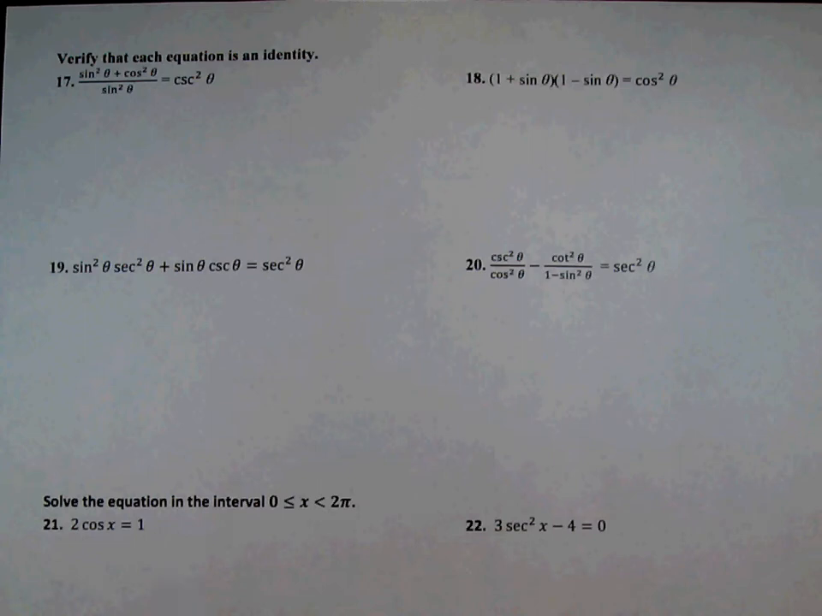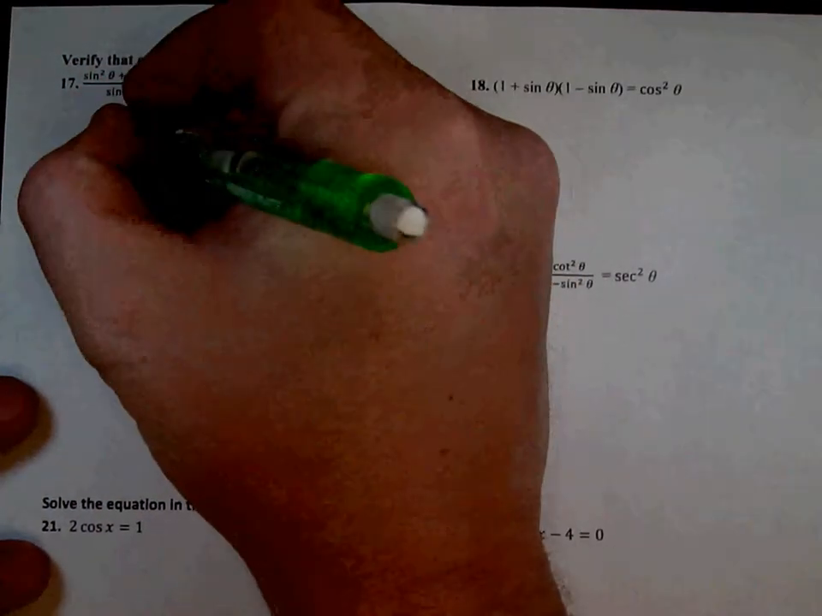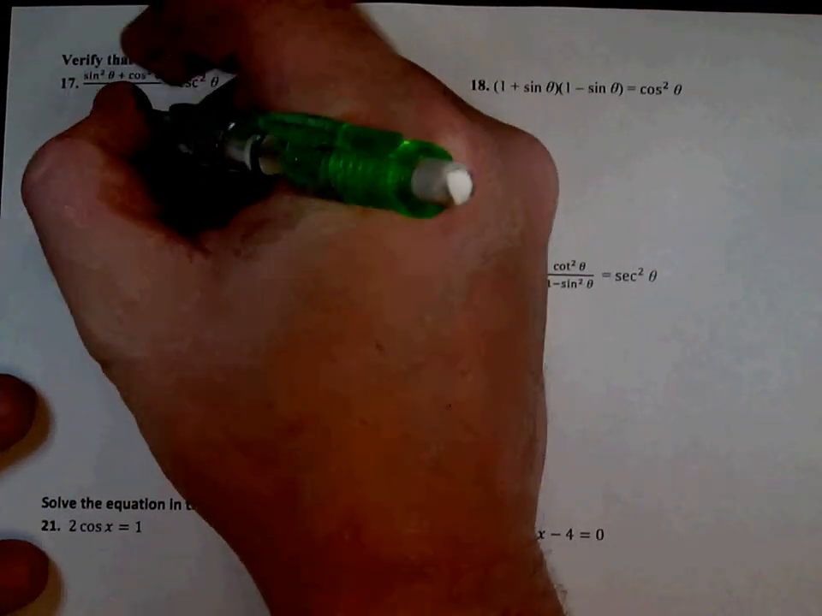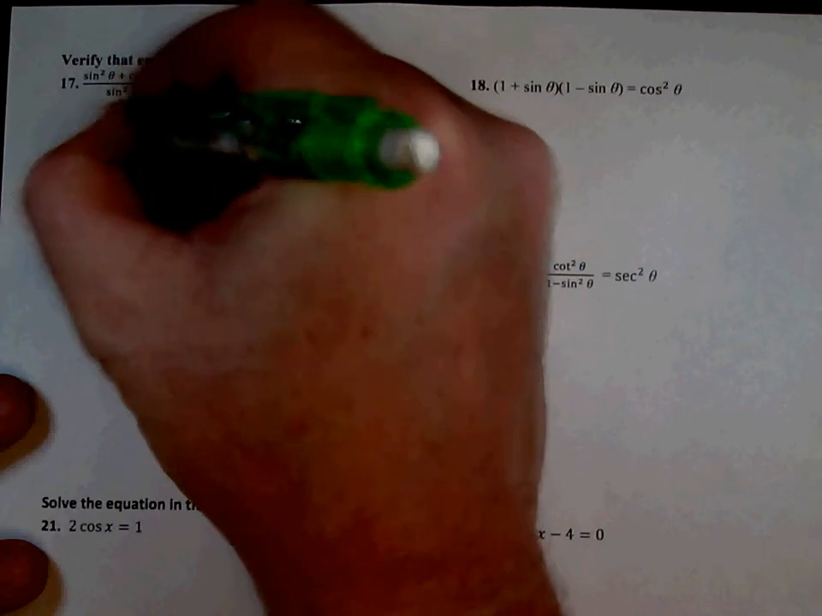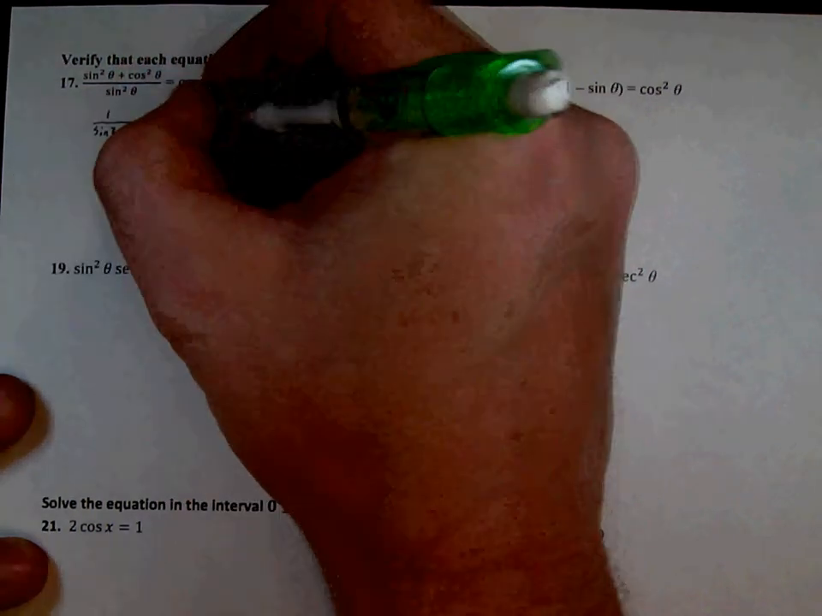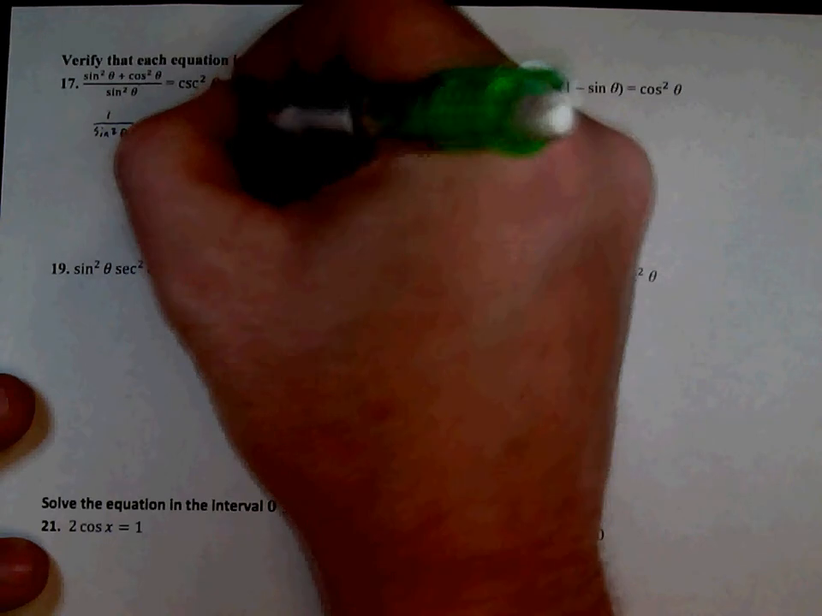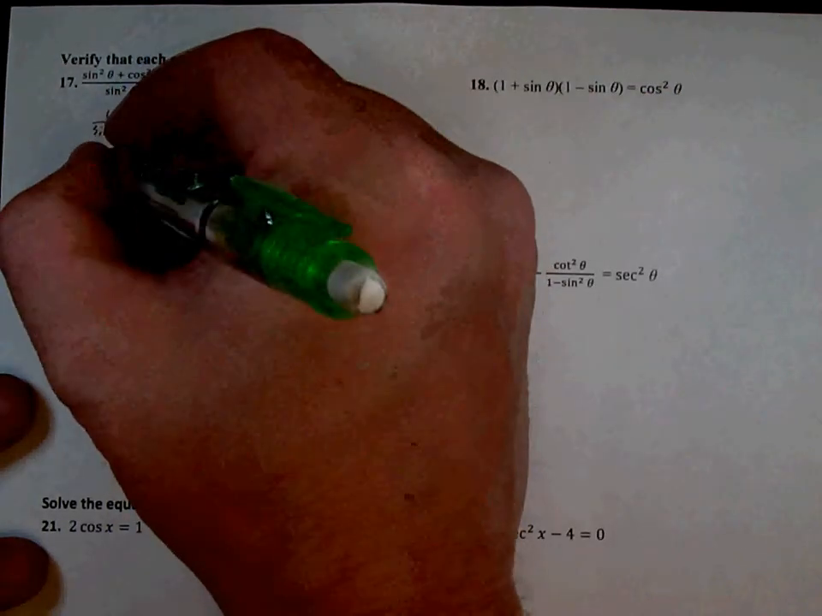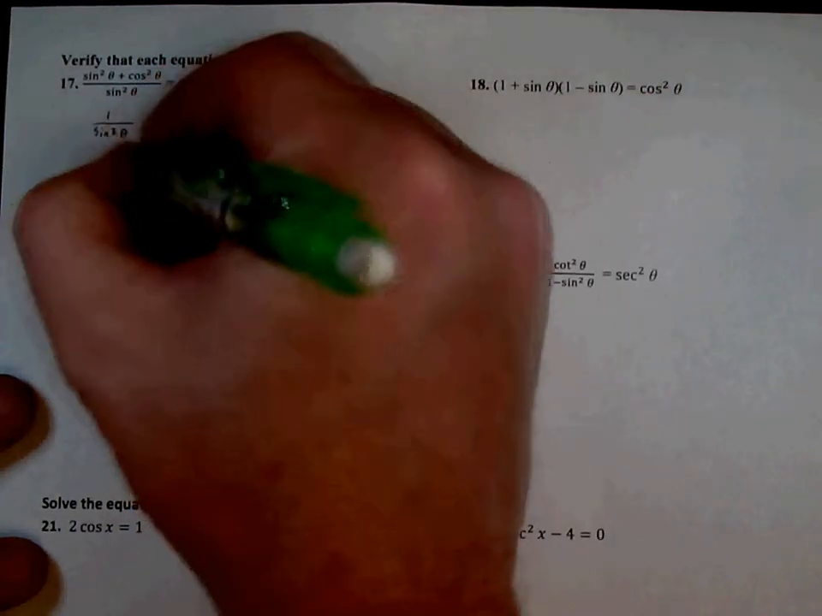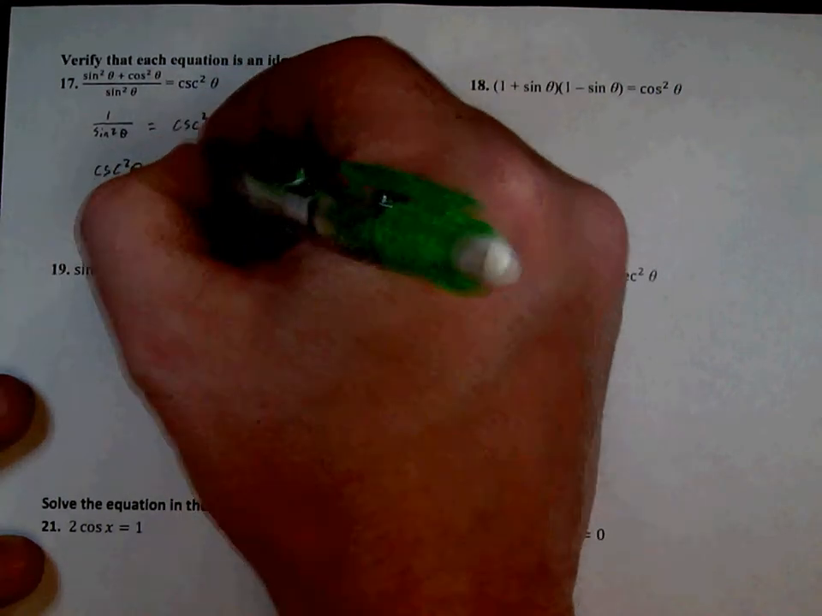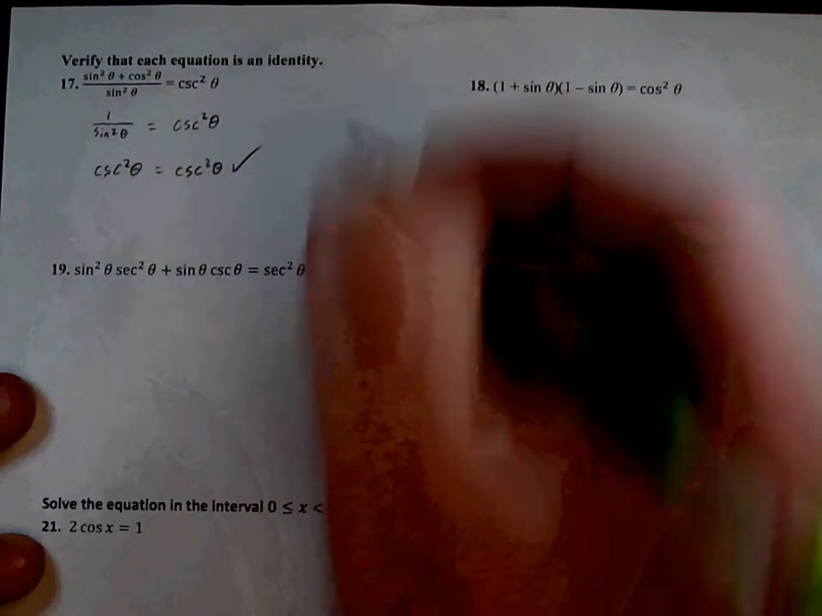Okay, on the back page, we start off with some verifying problems. And that first numerator, sine squared plus cosine squared, you should know that that's 1. So I have 1 over sine squared of theta is equal to cosecant of theta. We know that sine is the reciprocal of cosecant, so I can switch that to cosecant squared of theta equals cosecant squared of theta. We now have the same thing on both sides, so we're finished with that problem.